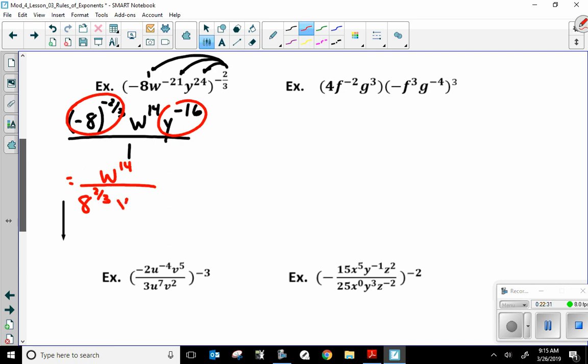And I have y to the positive 16. I know 8 to the 2/3 is top down, bottom out. Bottom out, top down. Okay, the cube root of 8 is 2. 2 squared is 4. So this is going to give me 4 for my 8 to the 2/3. So I've got w to the 14 over 4y to the 16.